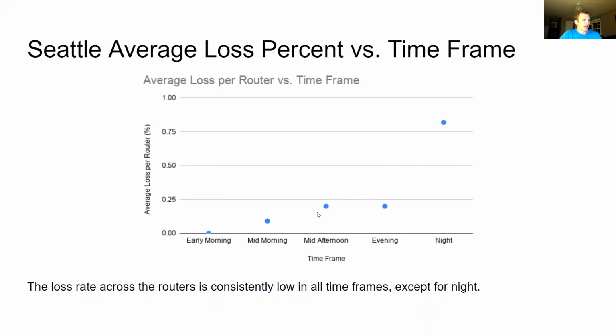But we see that there's definitely an outlier here. The early morning, mid-morning, mid-afternoon, and evening are all lower than 0.25%, and the night skyrockets to 0.82%. That's significant, but I do think that this is a bit of an outlier. You'll see why with future data presented. The most important thing to note is that this wasn't just a one router issue. 3 different routers had a 3% loss rate. So it's not just like one router had a mistake. It's hard to consider an outlier, but it's definitely a weird data point.